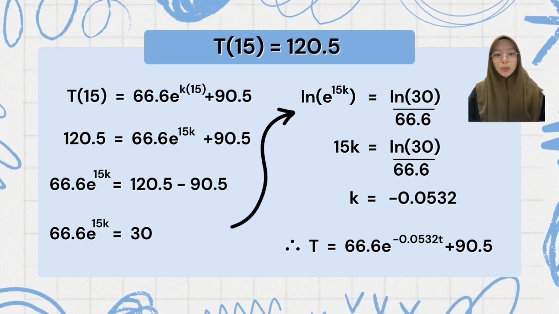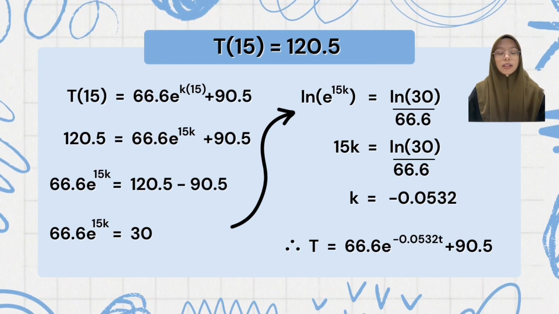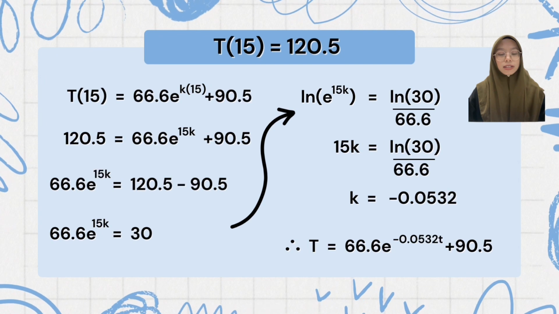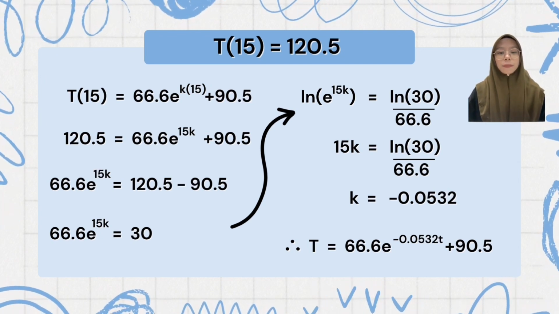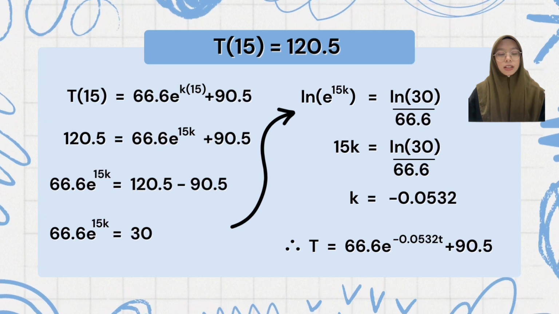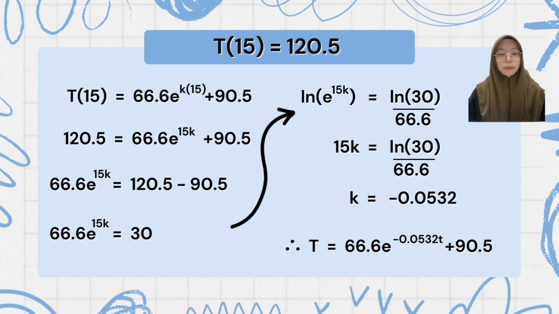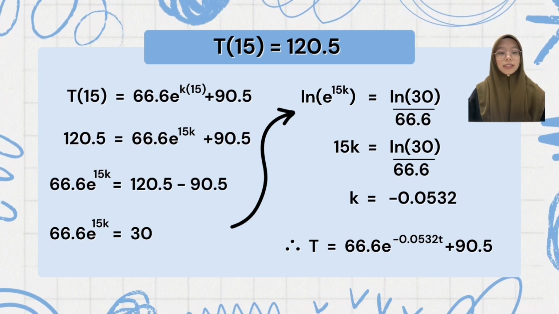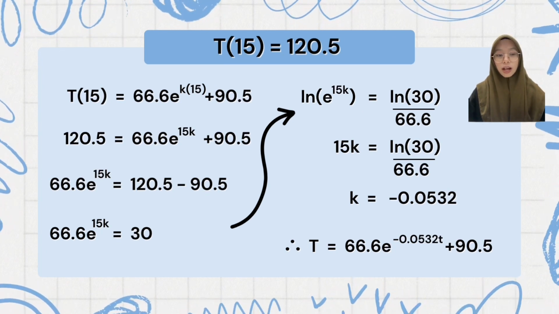To cancel the exponent, we put ln on both sides. So ln e to the power of 15k equal to ln of 30 divided by 66.6. Then we cancel out the ln. So 15k equals ln of 30 divided by 66.6. Then we can calculate the value of k. K equal to negative 0.0532.